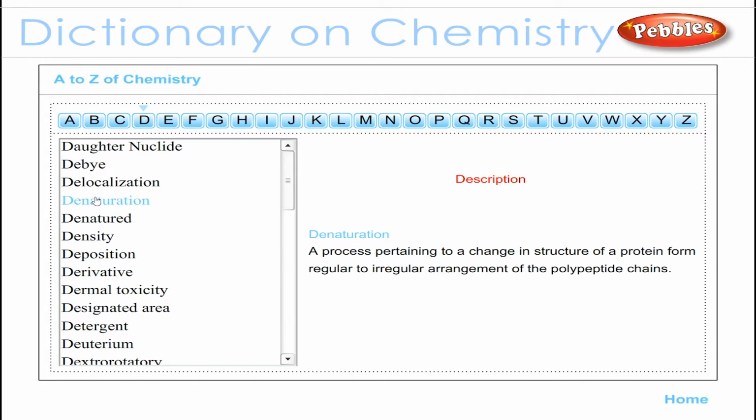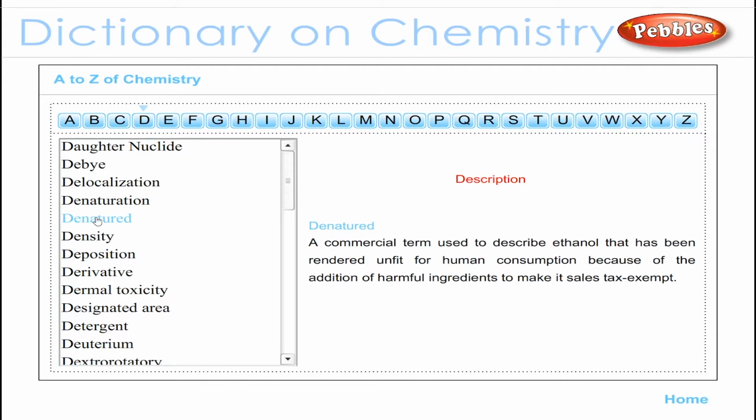Denaturation, a process pertaining to a change in the structure of a protein from regular to irregular arrangement of the polypeptide chains. Denatured, a commercial term used to describe ethanol that has been rendered unfit for human consumption because of the addition of harmful ingredients to make it sales tax exempt.